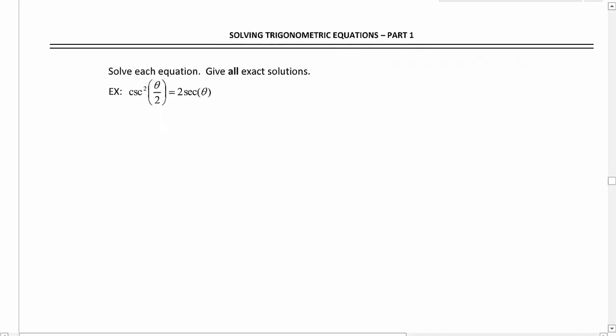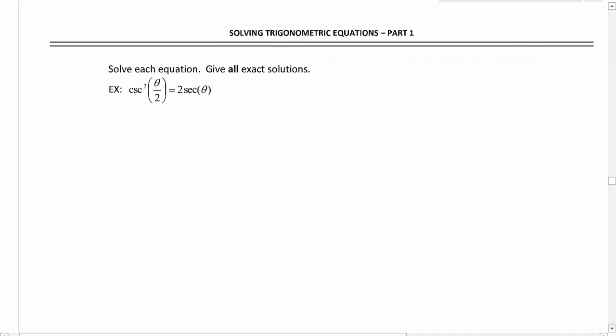All right, last one for this video. We want to solve the equation and give all exact values. You'll notice that I bolded "all" for you there, because sometimes people miss it. Anytime it asks for all solutions, that means you're going to find the solution, but then you want every single angle coterminal to that angle.